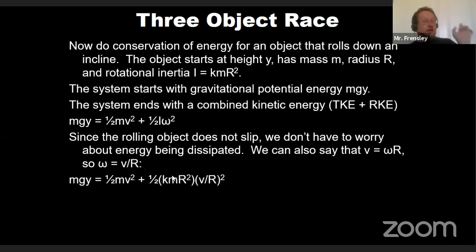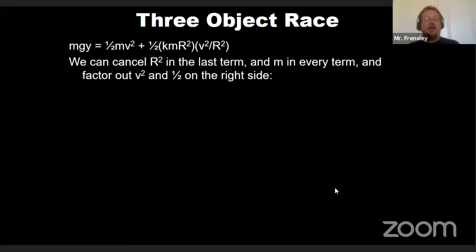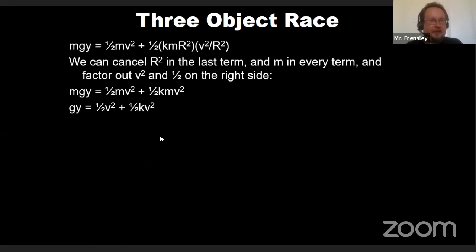Once again, you'll observe that I can distribute the square, and then this r and that r cancel top to bottom. Not only do the r's cancel top to bottom, but the m is in every term. So the m cancels term to term, and the r squareds cancel top to bottom. So then I just get something that looks like this. Let me get rid of my m's. There we go. I just get g h equals half of v squared plus half the shape constant times v squared. Look at how that's simplified, right?